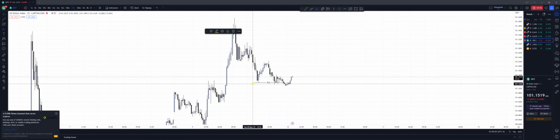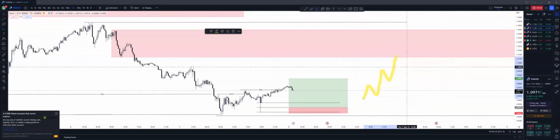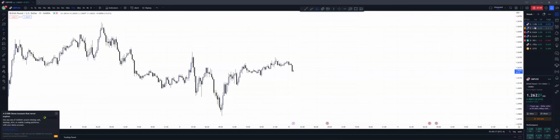So if market structure is going down in the DXY, it means that all these pairs are going to be up. They're going to be in an uptrend. You see? So that's just a trick, guys. So you can keep that in mind. That's pretty much it for tonight.